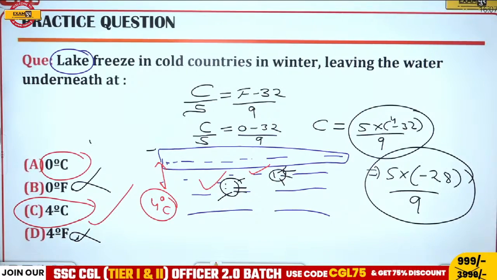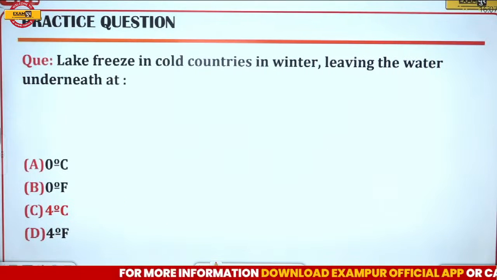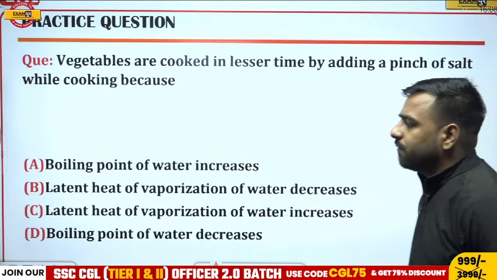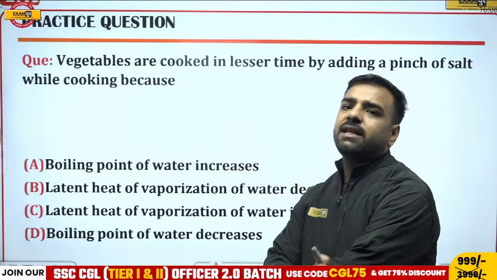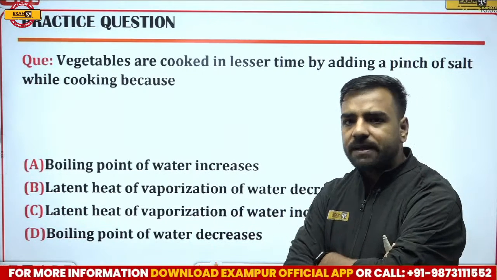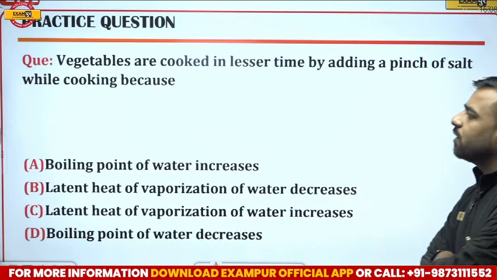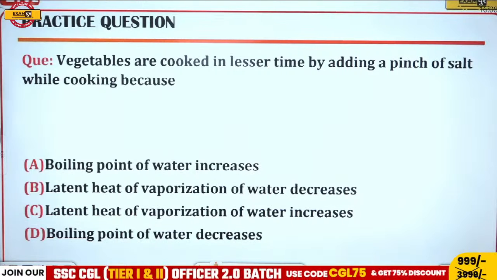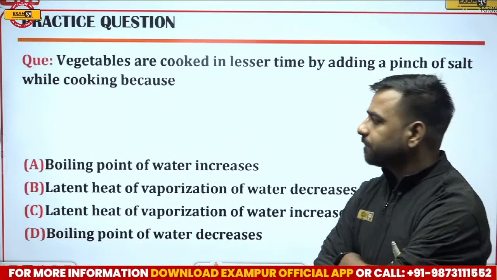Next question is, vegetables are cooked in lesser time by adding a pinch of salt while cooking. Because of what? So these are the 4 options. Manish and all the other candidates who are there in the session, please start answering. What do you think? Vegetables are cooked in lesser time by adding a pinch of salt, this is because of what?